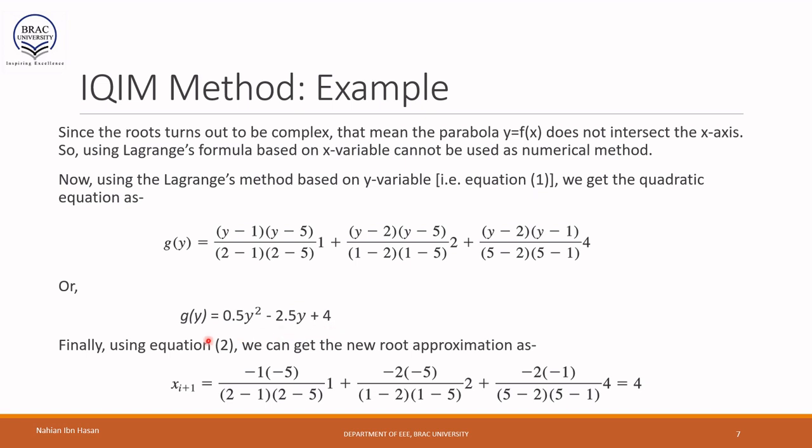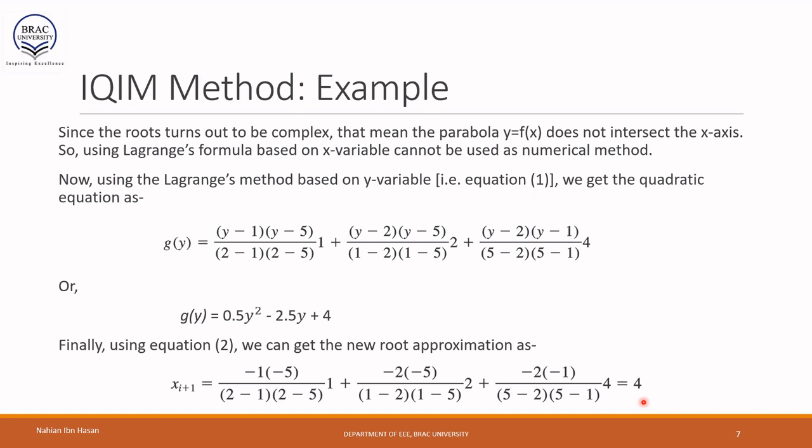So this is very straightforward. So that's the root of the function, xi plus 1 equal to 4. So if you see that using the quadratic interpolation method we do not get any real root, but in case of inverse quadratic interpolation method we are getting a root which is 4. So that's the benefit of using the inverse quadratic interpolation method over the quadratic interpolation method.